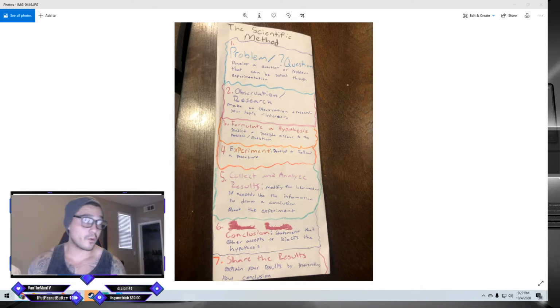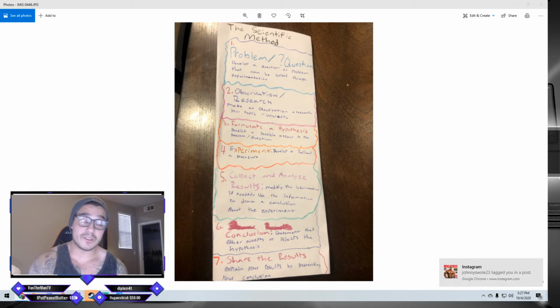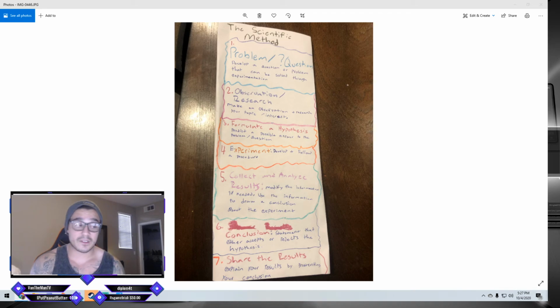I would formulate that as my hypothesis, thus making me have to actually do the experiment. So I'll put the gummy bear in the water for 24 hours and then check it. Then I collect and analyze the results. Once I do, I can make a conclusion, a statement that either accepts or rejects the hypothesis. So then from there, I decide if the hypothesis is correct or incorrect. And once I do, I share the results. I explain my results and present my conclusion.